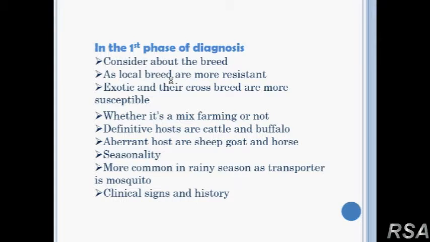Whether it's a mixed farming or not: definitive hosts are cattle and buffaloes. Aberrant hosts are sheep, goat and horse. It can be seasonal, more common in the rainy season, and the transmitter is mosquitoes. Clinical signs and history.